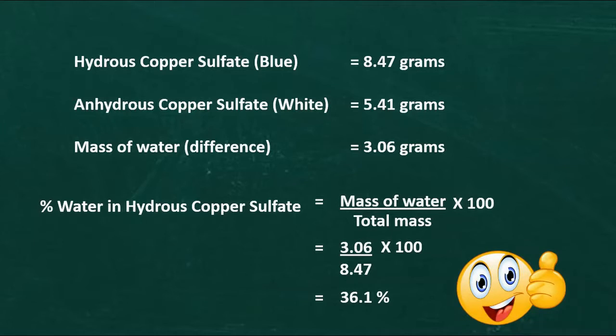And what's interesting about that is that percentage composition of the water is always 36.1% for hydrous copper sulfate. And that is the unique thing about compounds, in that the elements combine in a fixed ratio. There is a fixed ratio between, in this case, the water molecules and the copper sulfate.